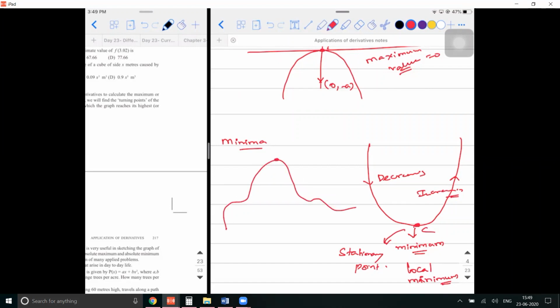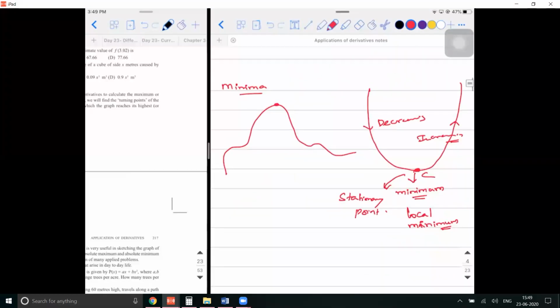Maximum. If suppose I have a curve like this, if I ask you about this point, what will you say? Minimum. It is one of the minimum points. Is this the only minimum point you have? You have one more minimum point. So within the domain, there is a possibility of you having more than one minimum also. That is why we use the plural minima.